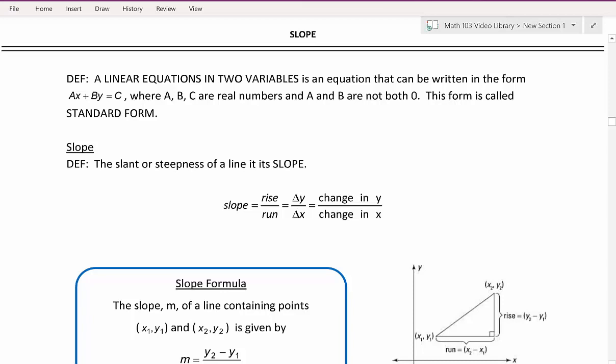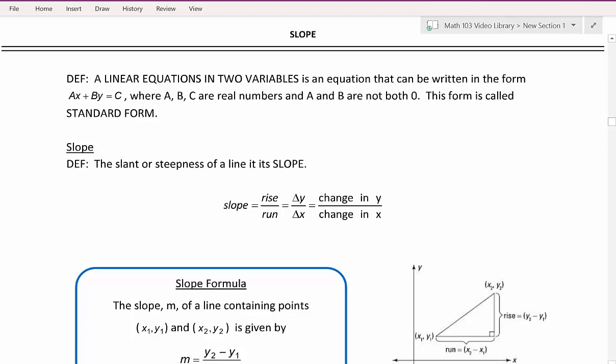This video discusses the slope of a line. A linear equation in two variables is an equation that can be written in the form ax plus by equals c, where a, b, and c are real numbers, and a and b are not both zero at the same time. This form is called standard form of a line.